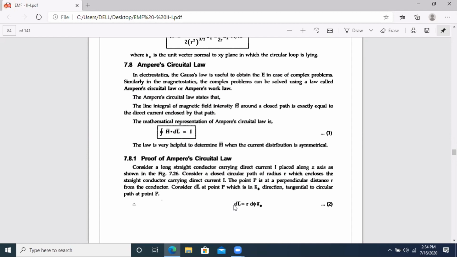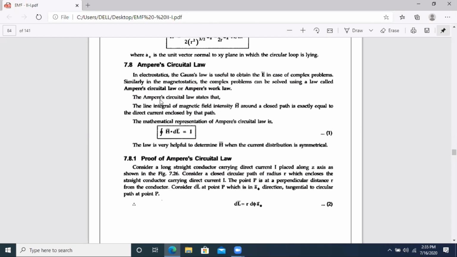So here comes Ampere's circuital law. Oh, they say it here. In electrostatics, the Gauss law is useful to obtain E in case of complex problems. Similarly, in magnetostatics, the complex problem can be solved using a law called Ampere's circuital law, or Ampere's work law.